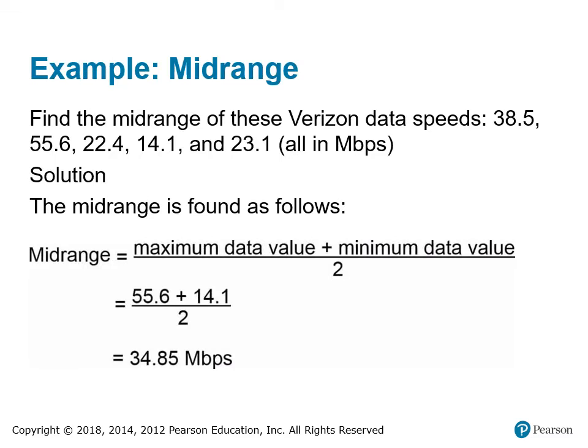If this was our example, again, back to the Verizon data speeds, and we got 5 of them. The biggest one is 55.6. The smallest one is 14.1. So if we find the average of those two, add them together, divide by 2, 34.85 would be our midrange.